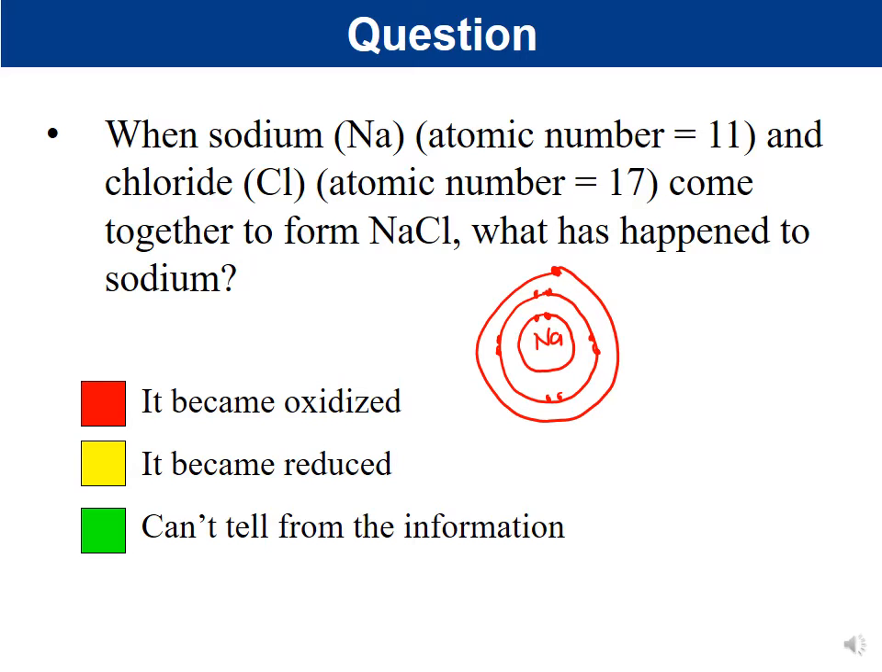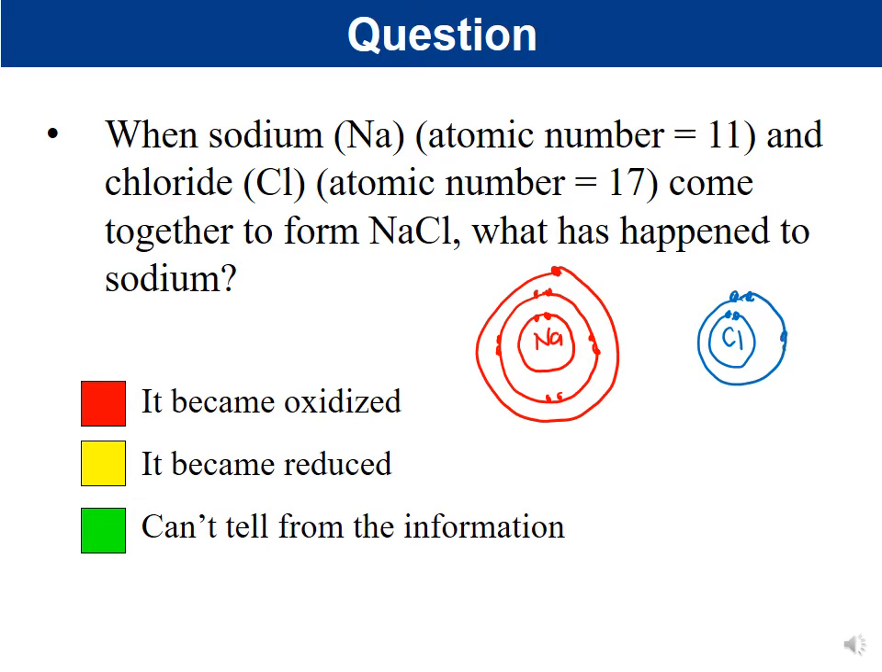So chlorine has an atomic number of 17. How many protons? 17. How many electrons? 17. So how many in the first shell? 2. That's going to fill the first shell. How many in the second shell?